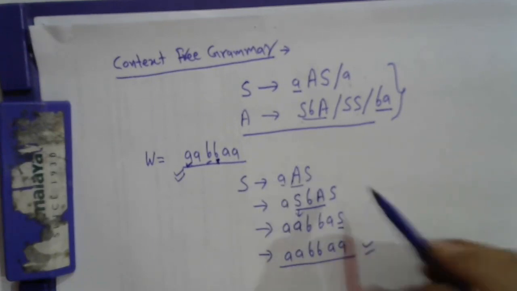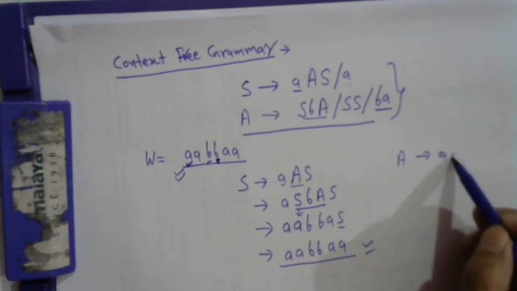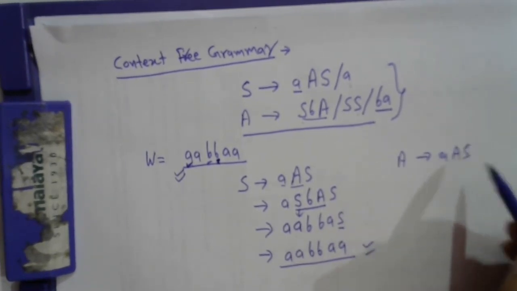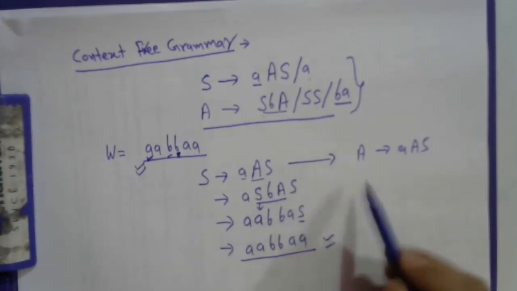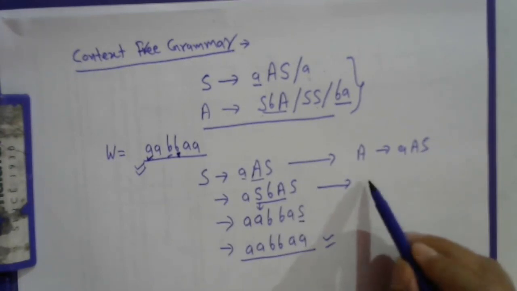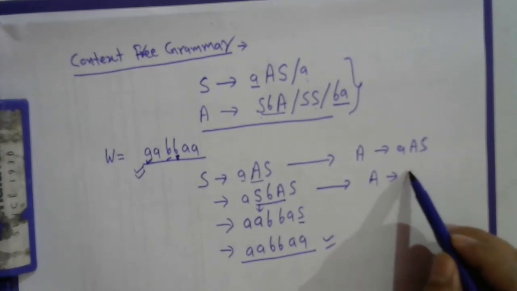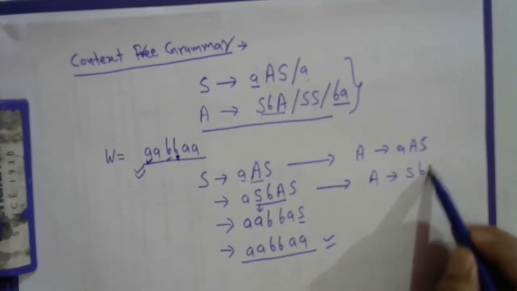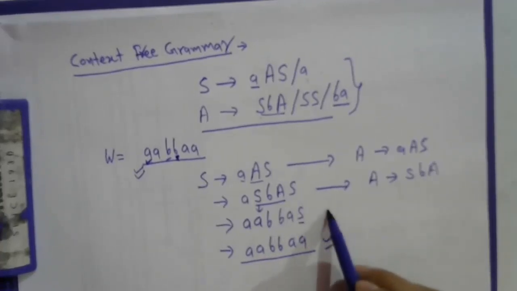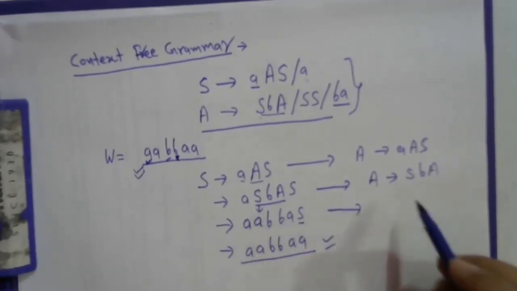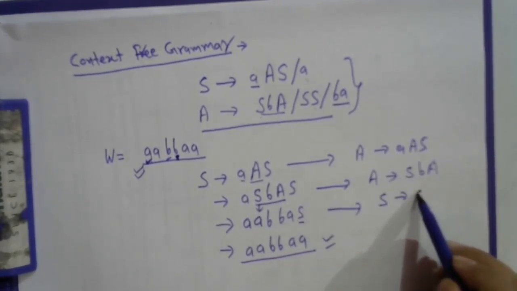Which productions are you using here? That is the first production, A tends to AS. This is the production rule we are using first in this order, and here we are using S. Then again from A tends to SBA, this is the production rule we are using in the second production, and in the third one there is the simple production S tends to A.